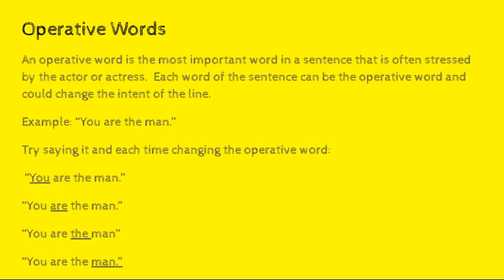So, what is an operative word? Basically, an operative word is the most important word in a sentence that's often stressed by actors or actresses. Each word of the sentence can be the operative word and could change the intent of the line. So, point being, if you look at the example that I have here, "You are the man." If you say that line, each time changing the operative word, it's going to change how the line is said.